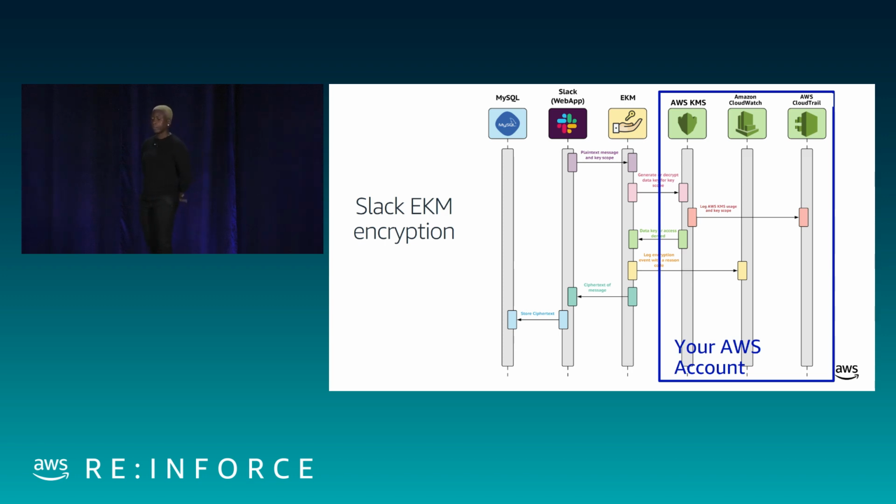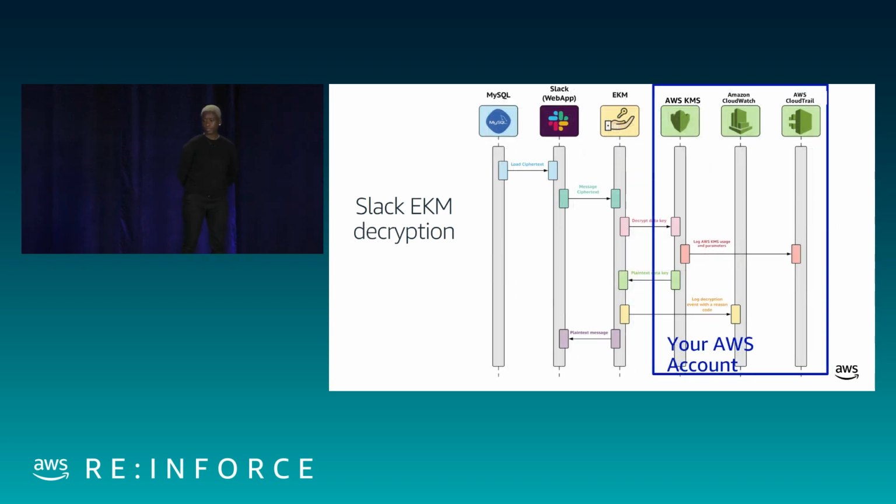So similar to the previous diagram, this is the customer's account, again, completely separate from what Slack controls and builds. And this is the point where the key policy is enforced, again, completely within that customer's account. For the decryption flow, it's a very similar thing.